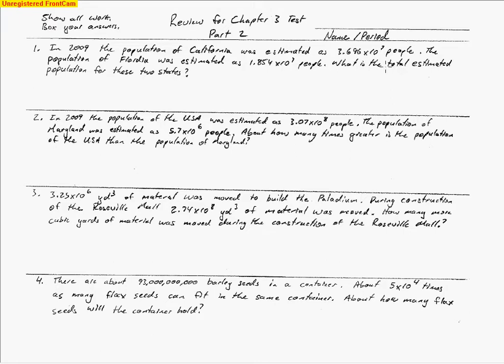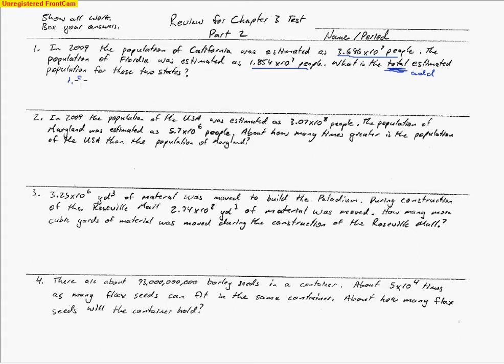There are key phrases here that are going to tell us what operation to do. This is the key phrase here. Total tells me that I'm going to need to add the two numbers because I have the two parts. I've got California's population and I've got Florida's estimated population. When we add, we just need to make sure the exponents are the same so that we know which values to line up, and it looks like they are, so we get to add these numbers up.